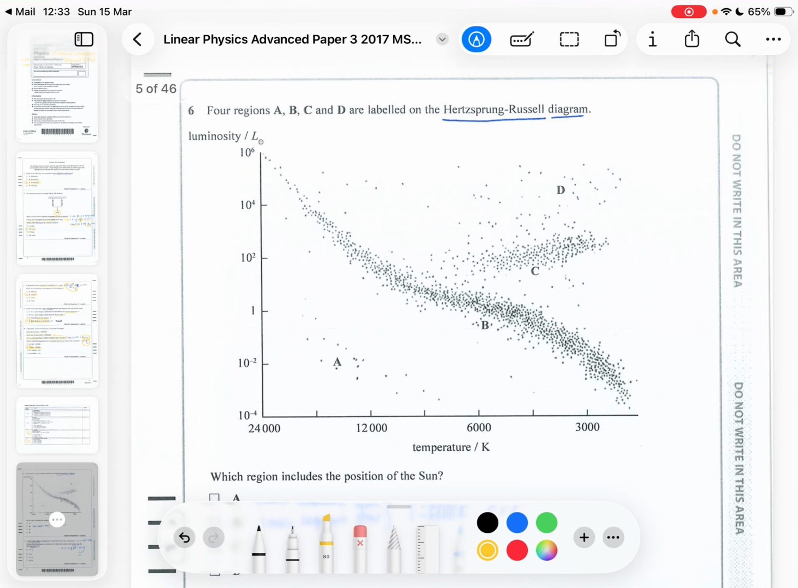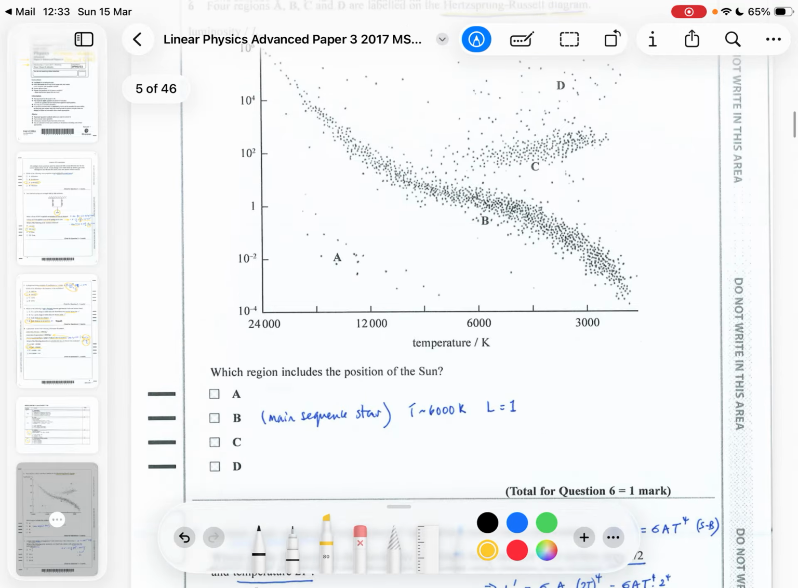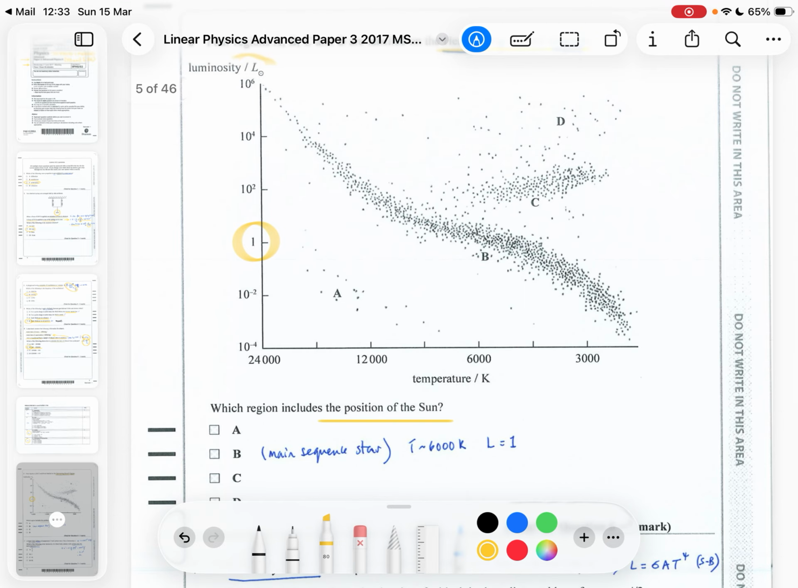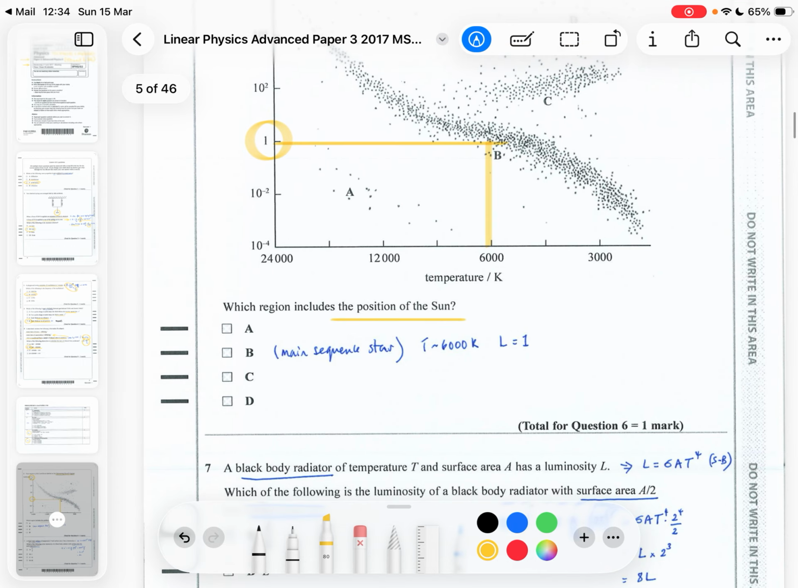Here you have a question on a Hertzsprung-Russell diagram, so from year 13 astrophysics, and they just want you to know which region you'll find the sun in. Well, the sun will be around here because this is the luminosity of the sun. Yes, the luminosity is given relative to the sun. That symbol there means the luminosity relative to the sun. So you want to go across there, and the sun's temperature is about 6,000 Kelvin. So where those 2 lines cross is where you should find the sun. So B is the correct answer because B is main sequence. Okay? Those are the 2 values that you should really know.